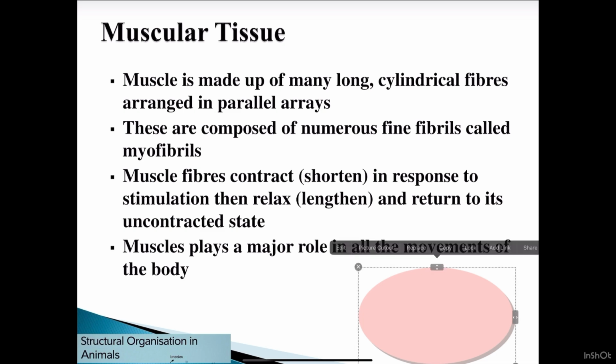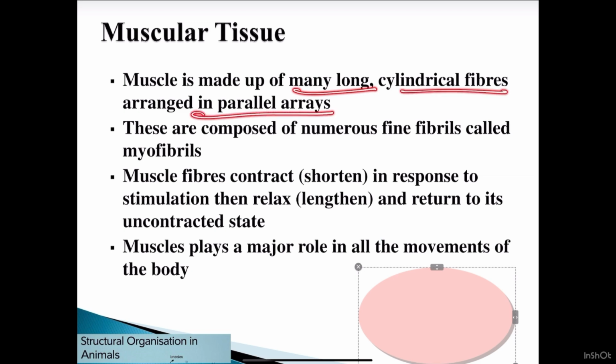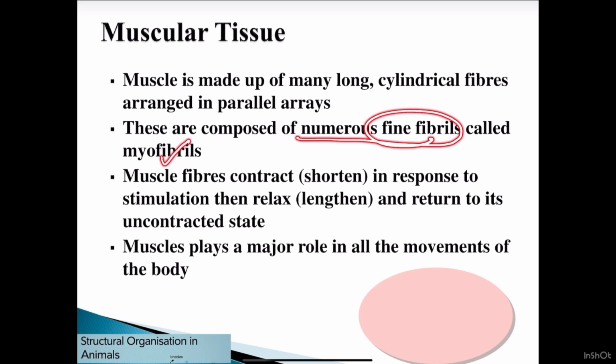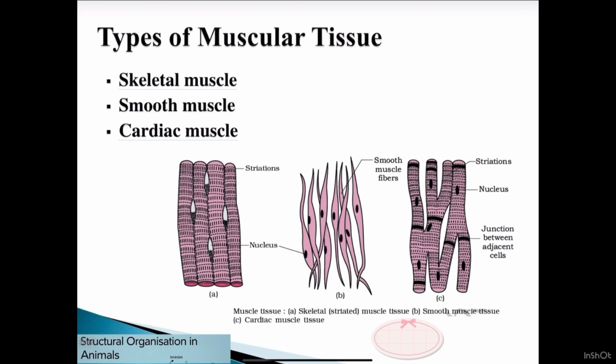The muscle is made up of many long cylindrical fibers arranged in parallel arrays. These are composed of numerous fine fibrils called myofibrils, with the best examples being actin and myosin. The muscle fibers contract, that means shorten, in response to stimulation and then relax, that means lengthen, returning to their original position. Muscles play a major role in all the movements of the body, that means locomotion and movement. Without muscle, we cannot do this. Muscular tissue is of three types: skeletal muscle, smooth muscle, and cardiac muscle.